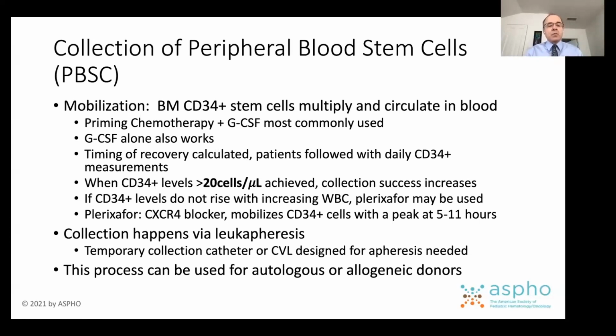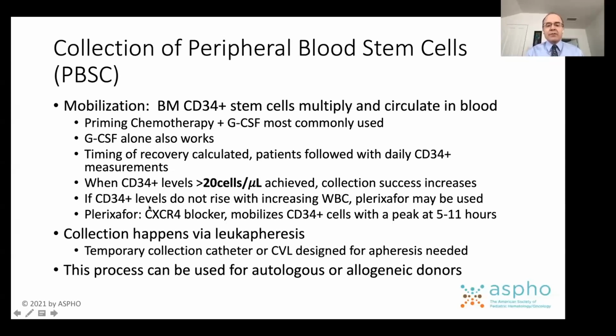So by doing this, we're able to get enough cells circulating through the body that we can collect a meaningful amount that we can infuse into our patients. Now, what you see here is that timing matters, and I'm going to show you a picture that illustrates that. CD34 cell levels above at least 20 per microliter are needed in order to get a good collection. And so we work hard to get there.